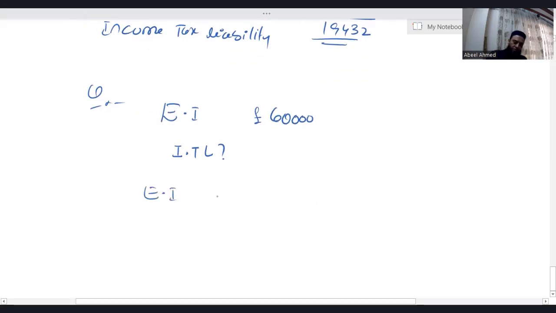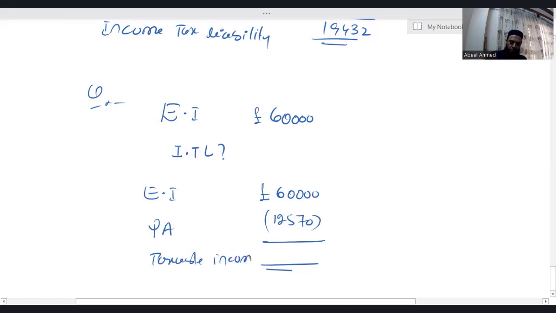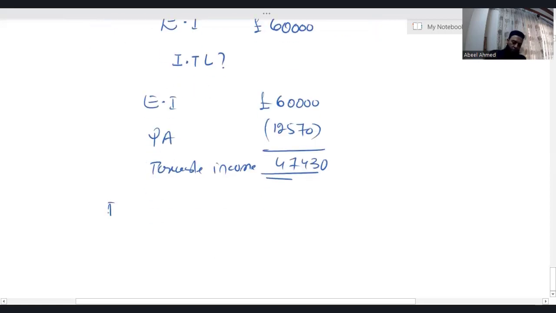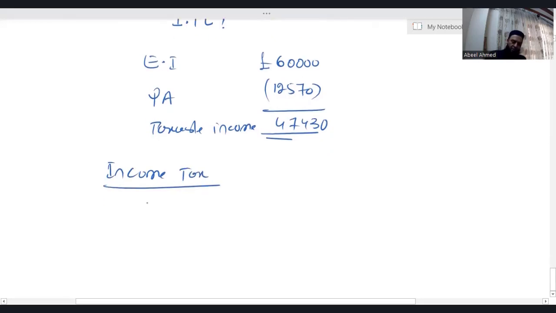So employment income, we know that it's a non-saving income. This individual is not required to pay tax on the entire 60,000. Personal allowance, 12,570, will be deducted. Let's see how much taxable income we are getting. So 60,000 minus 12,570, I'm getting 47,430. Let's see what tax we are having. Income tax: obviously, first the basic rate band will be utilized. 37,700, applicable tax rate is 20%. I'll get 7,540.